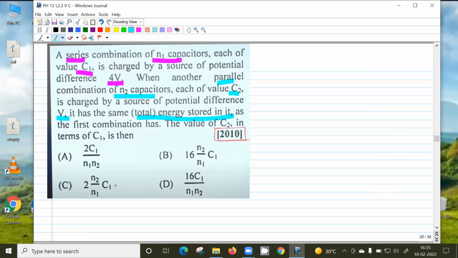C1/N1. Yeah. So similarly, N2 capacitors in parallel. If there are C, C, C in parallel, what is the total capacitance? N2 into C, right? Yes. So in the second case, the effective capacitance is N2 into C. So now we can solve the problem.